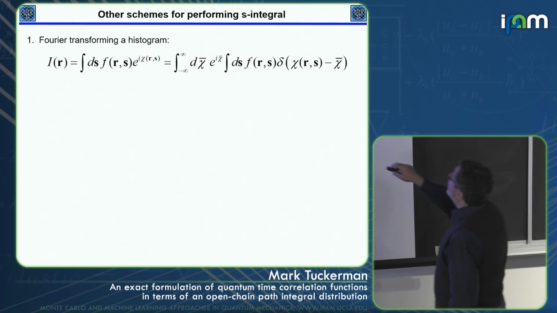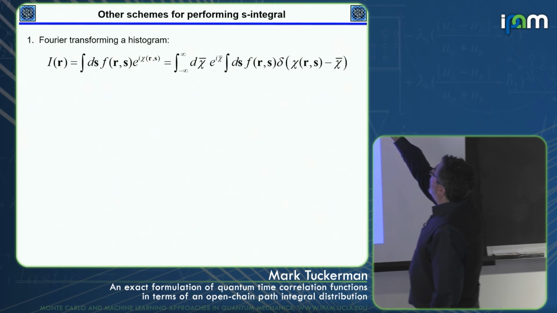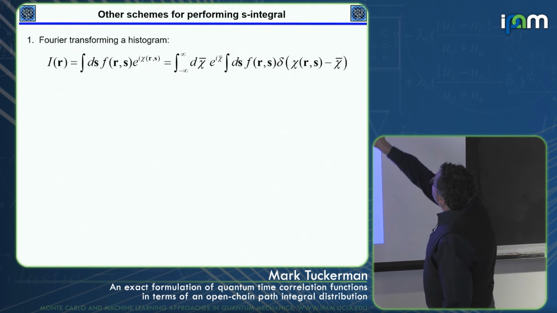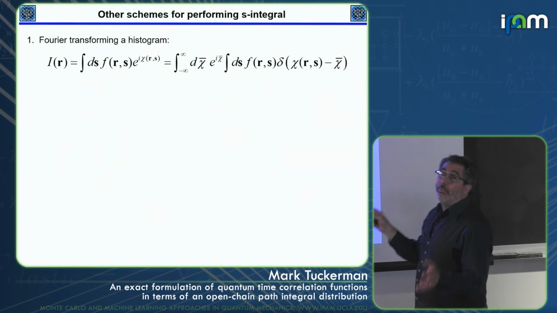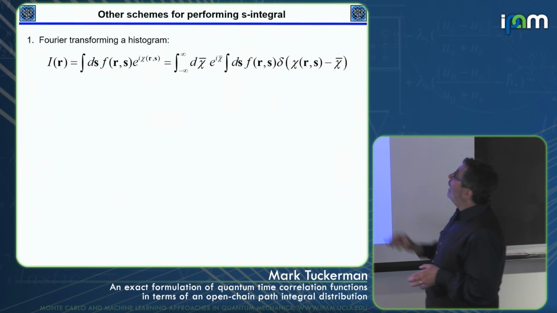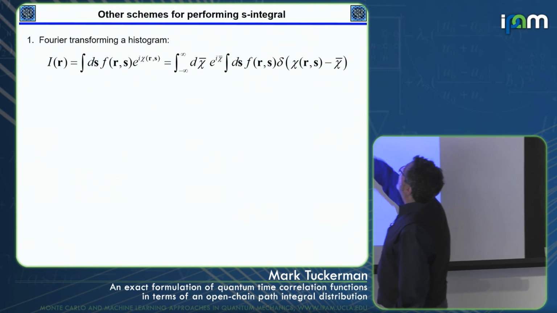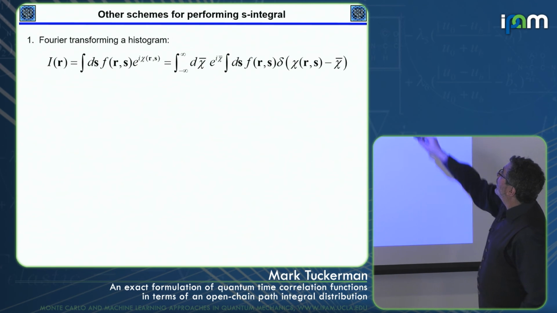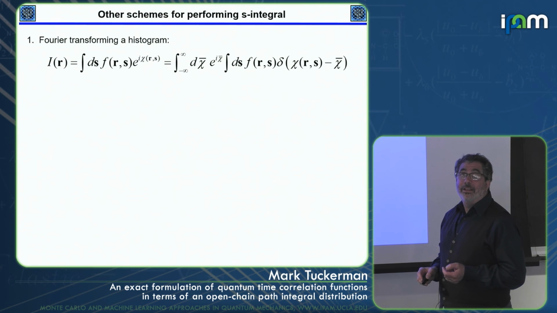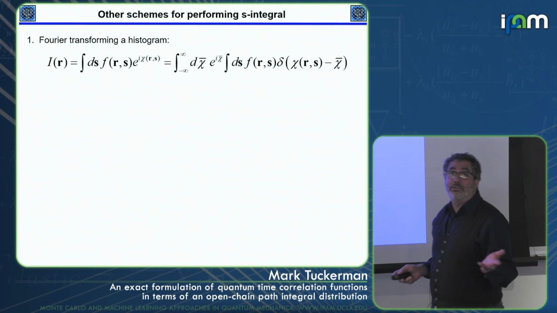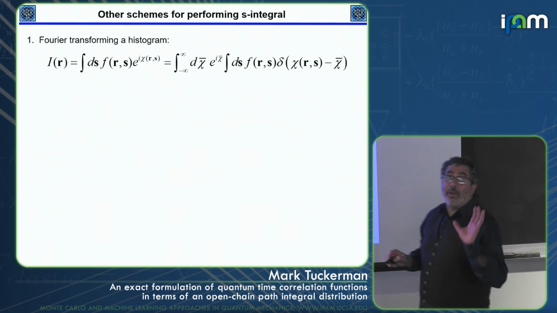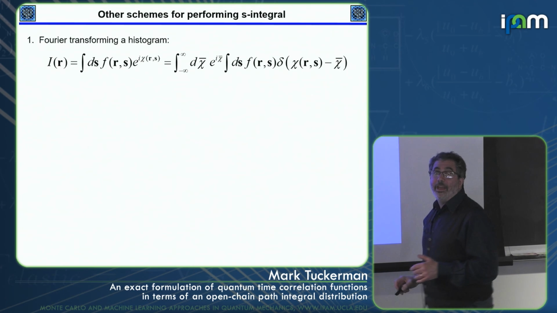So let's instead do a histogram of my phase, this phase function. So this is the thing I'm going to sample. Now I can sample the S's, get a histogram of the phase at a fixed R, and then I just have to do this Fourier integral, this integral over this one-dimensional variable, this chi bar. I can do that by Fourier transform techniques. Obviously, if this histogram isn't very accurate, this will just amplify the noise.